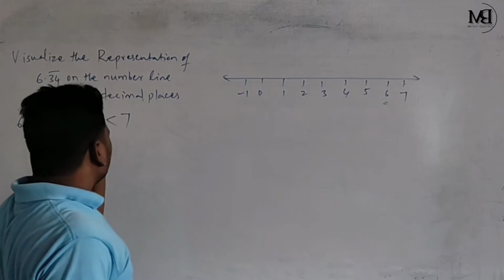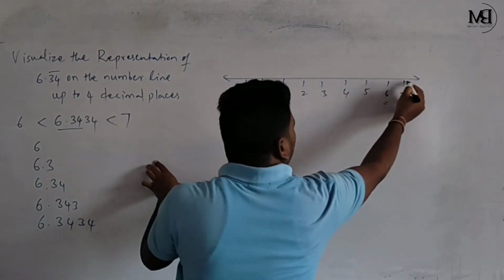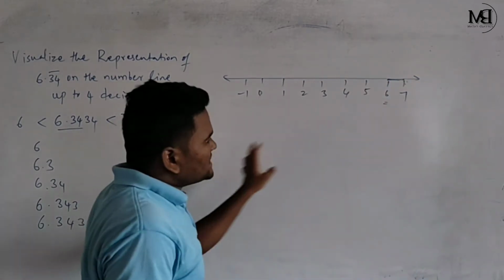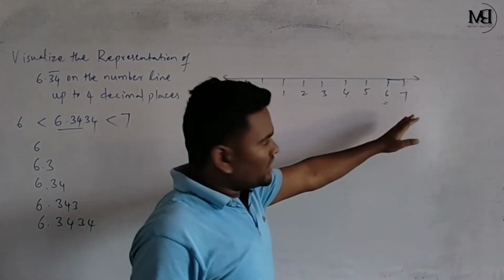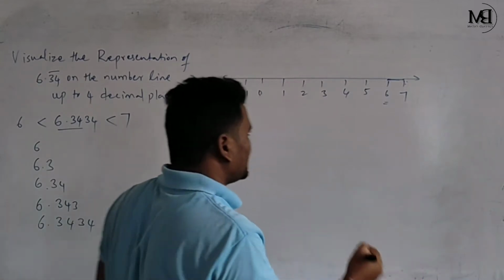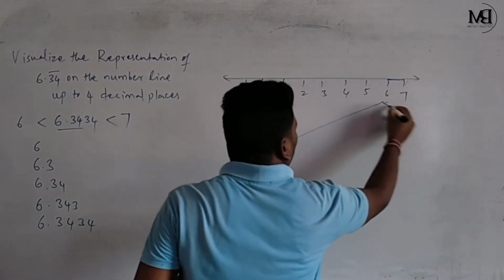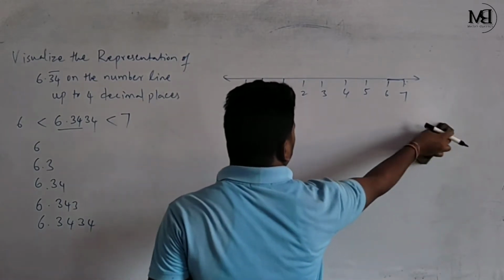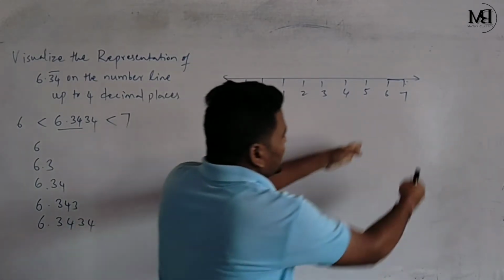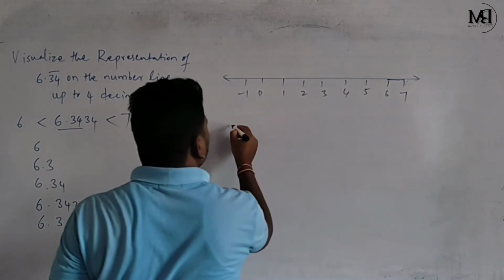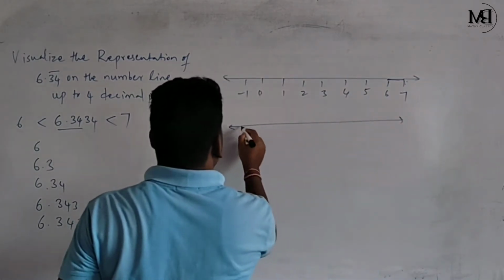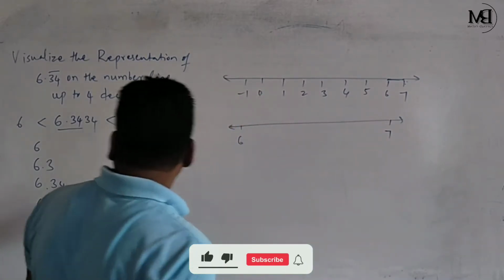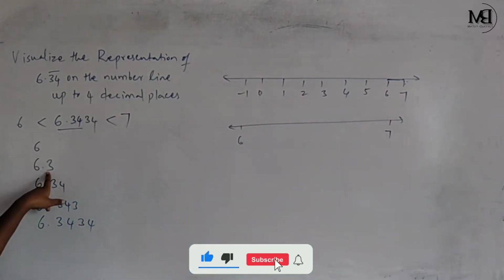6 to 7 is 1 unit. Okay. I am going to take this 1 unit now. So you just observe here. I have taken 1 unit. Okay. Now I should get the location of 6.3, my dear children.